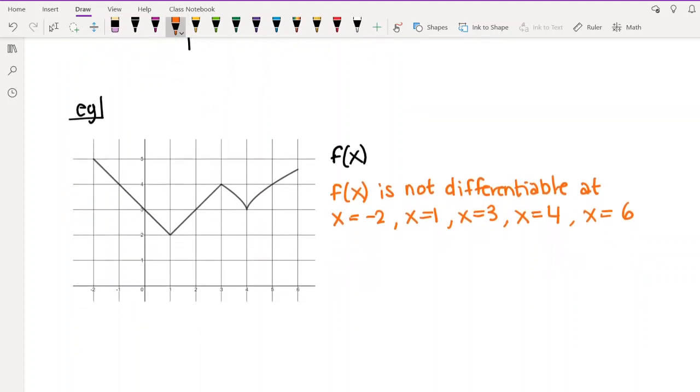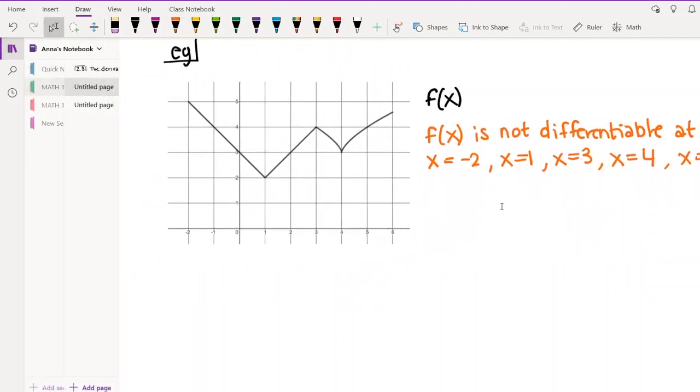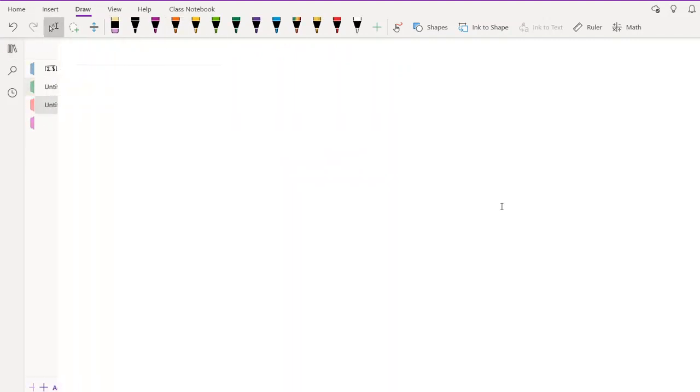Okay, so one more quick thing I want to do, and then we'll get into some examples, which I just realized are not here. Okay, I'll get there in a minute. But I wanted to talk about derivatives of linear functions.